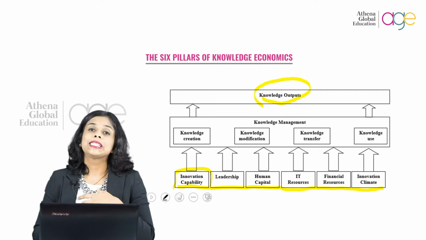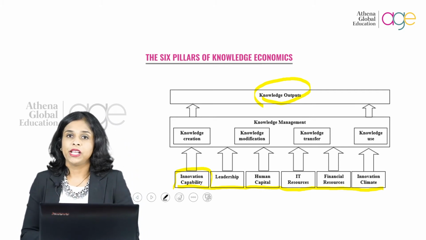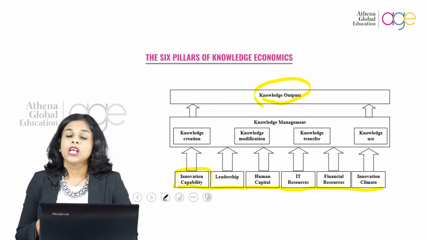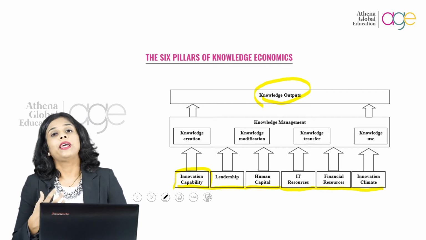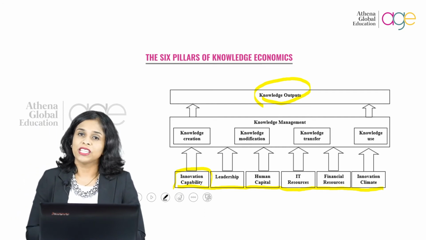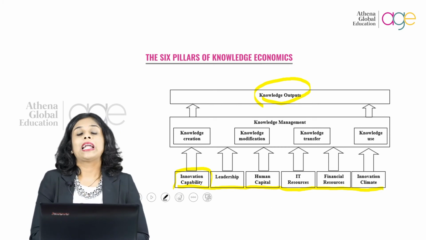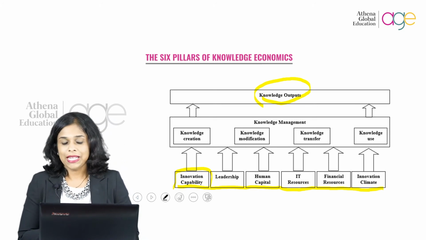The second pillar is leadership. Leadership has control over the activities of the organization. They formulate strategies, they formulate policies. All these strategies and policies and the leadership support are very important for the creation of knowledge within an organization. It is only when you have a strong leadership that the organization is going to be able to create informational goods and services.